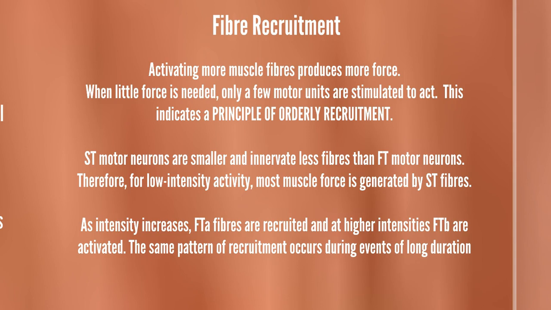Now you'll see here a reference to something called FTA, and this is fast twitch A fiber, and then over here FTB, fast twitch B. FTBs are the ones that we would think of as pure fast twitch, whereas FTAs are also known as intermediate fibers. And we'll talk more about them soon, but the basic premise of an FTA is that it has the ability to swing both ways. It has the ability to act more like a fast twitch fiber or more like a slow twitch fiber, dependent on the type of training that you undertake.